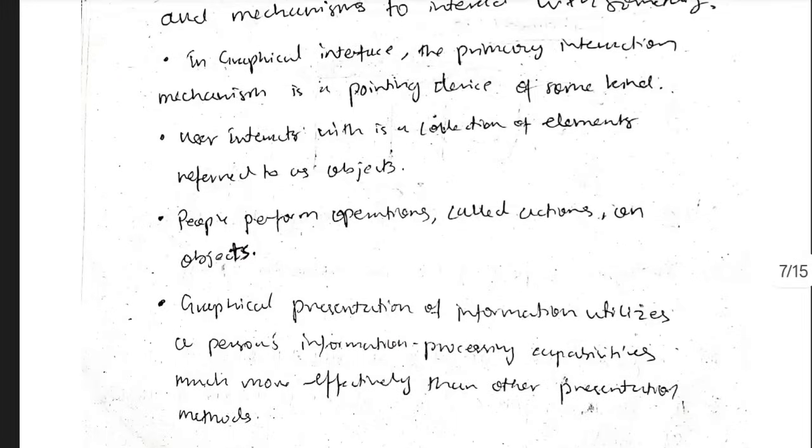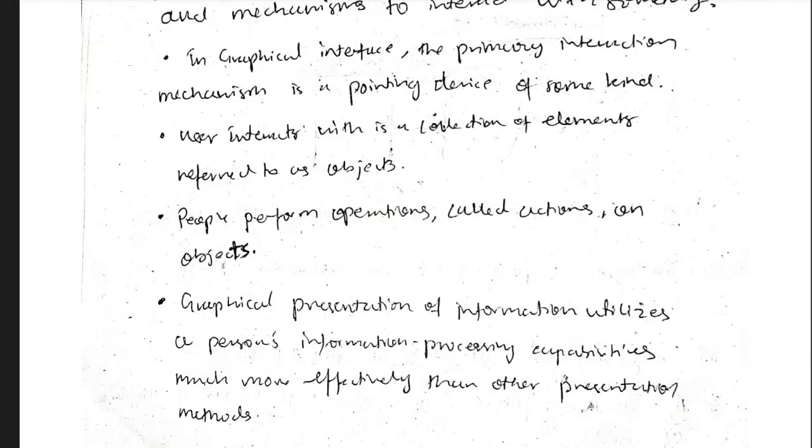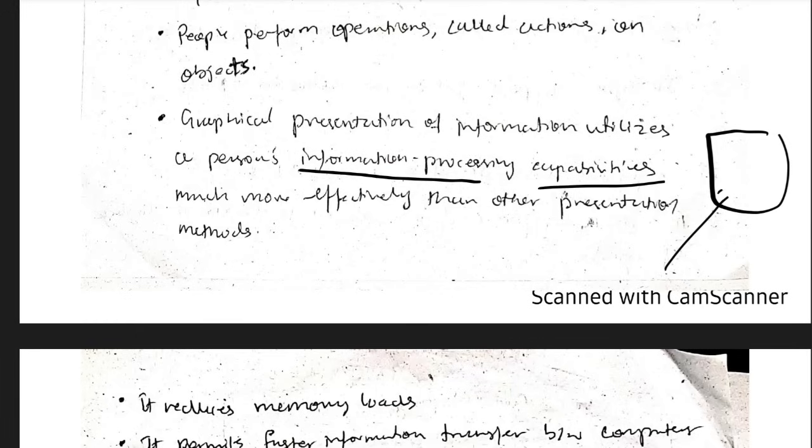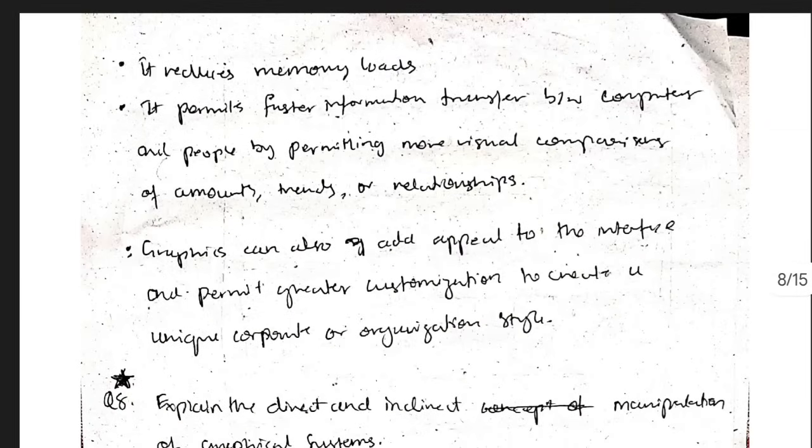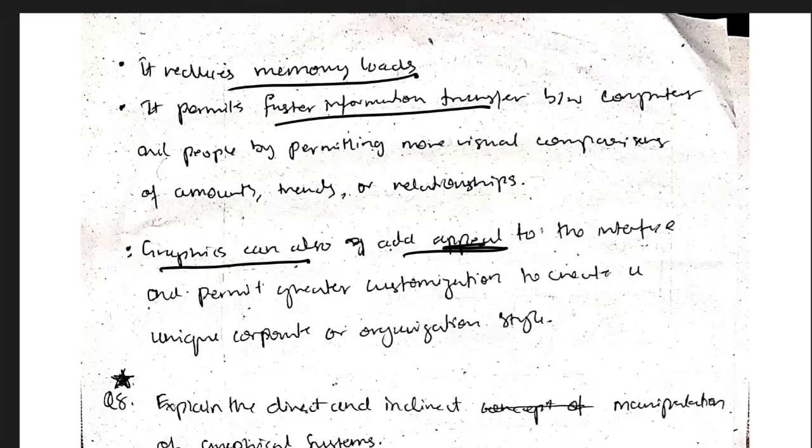So what are the advantages? Whatever you see on the screen is called objects. Whatever actions you perform upon them are called actions and operations. The interface utilizes the person's information processing capabilities, meaning each icon will represent one of the actions. It reduces memory load and gives faster information processing. It can also add appeal, meaning it will look more beautiful.